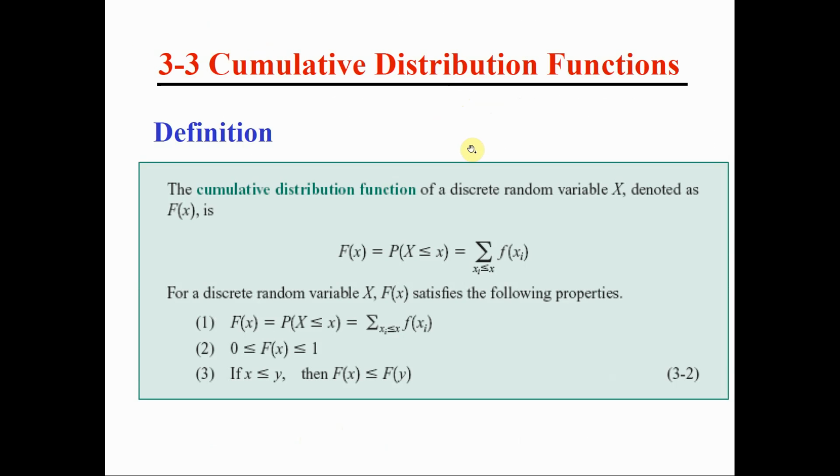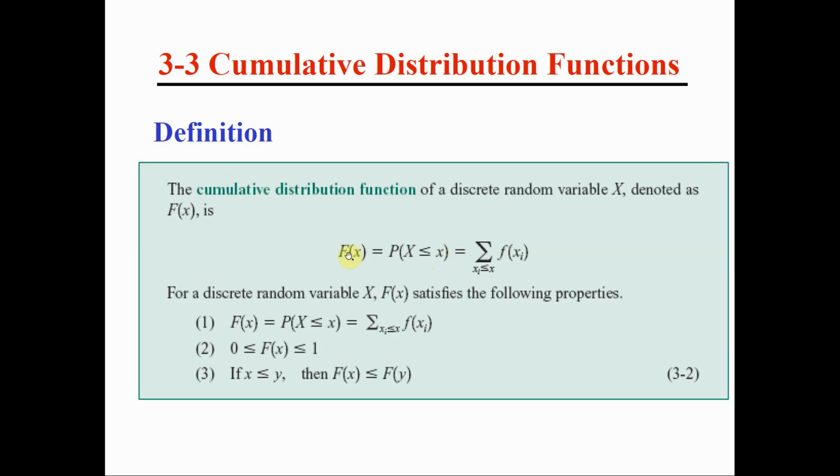Today, we would like to introduce a new concept. We are still having a discrete random variable, but we define a new function for which we use the uppercase F, so the capital F of x. The capital F of x is known as the cumulative distribution function. Now, what is the definition of the cumulative distribution function? It's the probability that our variable is less than or equal to some value x.